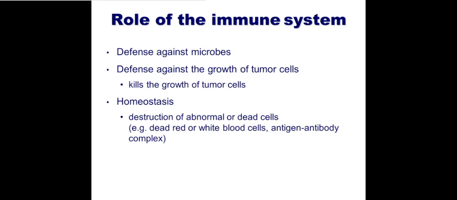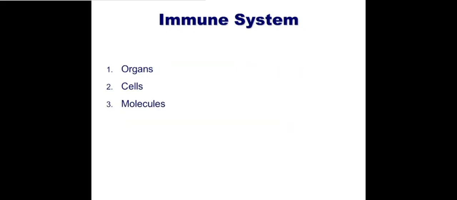Homeostasis means destruction of abnormal or dead cells. Dead cells or white blood cells form an antigen-antibody complex, and that removes the dead cell. Clear? These are all roles of the immune system.